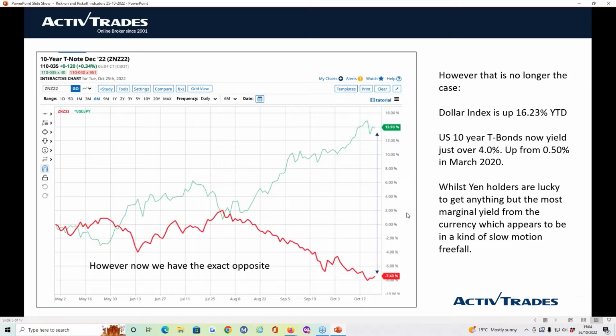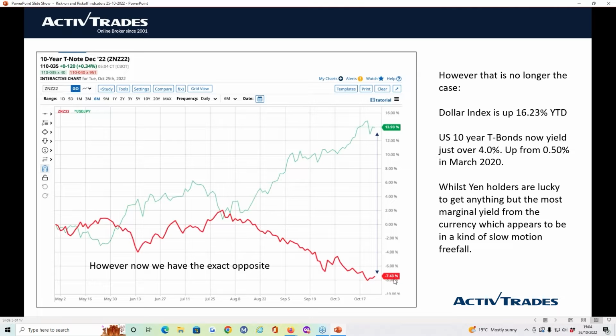At the same time, because of the strength of dollar index, which is up around 16% year to date, we've seen a commensurate fall in the yen. So here, dollar yen again in green, and of course, the higher the number, the weaker the yen. This chart's set out to show us the percentage change. So the yen has weakened 13.93% over the last 6 months, while the price of US 10-year notes has fallen by almost 7.5%.